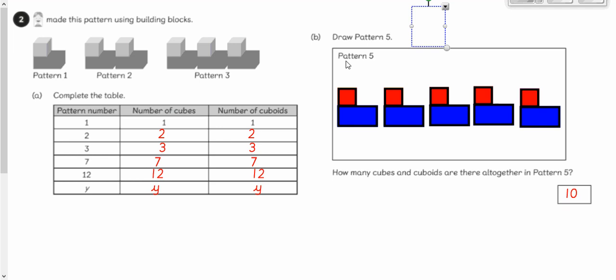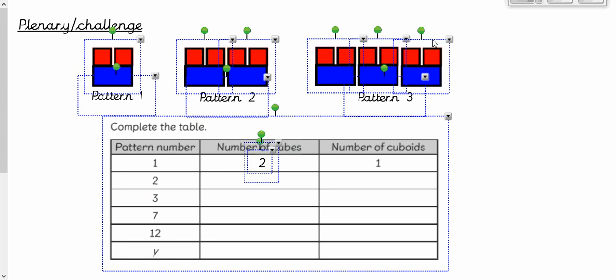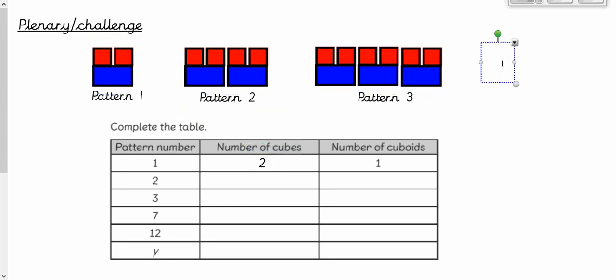So the pattern number 5, that's your pattern number. If we look down here, it's going to be exactly the same number of cubes and cuboids. So 1, 2, 3, 4, 5. Yeah, that matches. 1, 2, 3, 4, 5 cubes. That matches. So that's the pattern. How many cubes and cuboids are all together in pattern 5? 5 add 5. Hopefully we're okay with that now. Is 10.